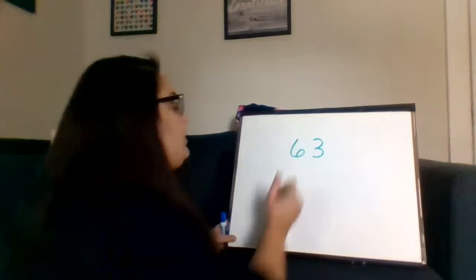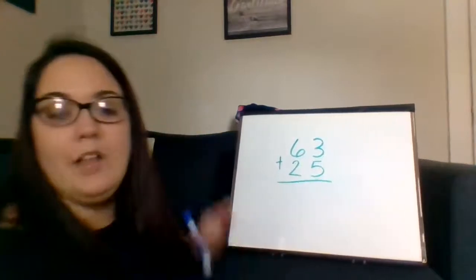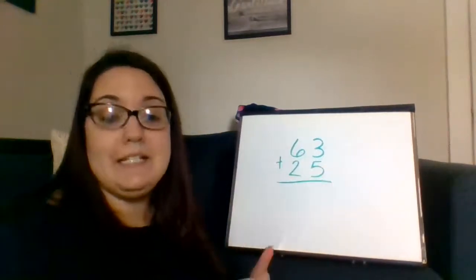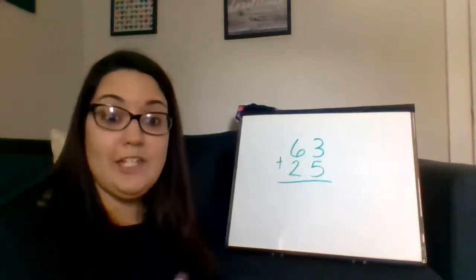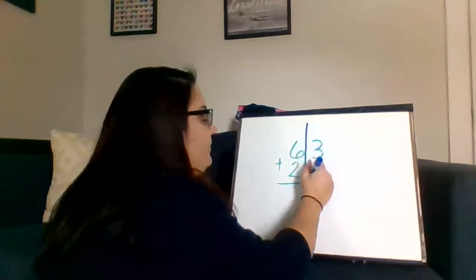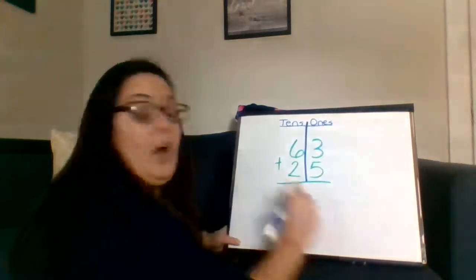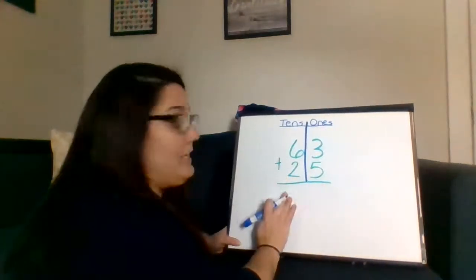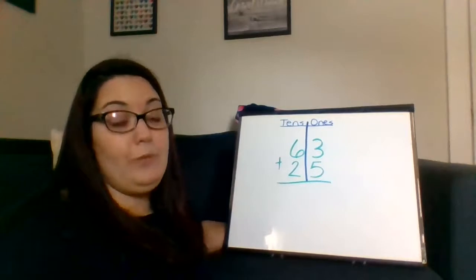I'm going to take this number 63 and I'm going to add 25 to it. When I use my standard algorithm, I need to make sure that my ones are with my ones and my tens are with my tens. One way I can make sure that they're together is I can use a T-chart. This helps me to stay neat and organized while I'm adding. So I have my tens on one side and my ones on this side. Our ones are always on the right and our tens are always on the left. We always start with the ones column when we are adding.